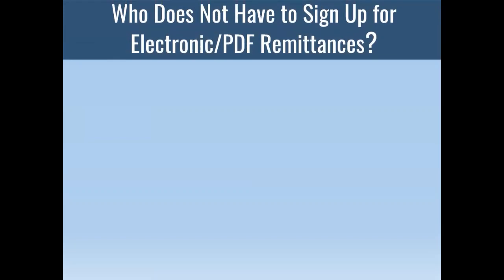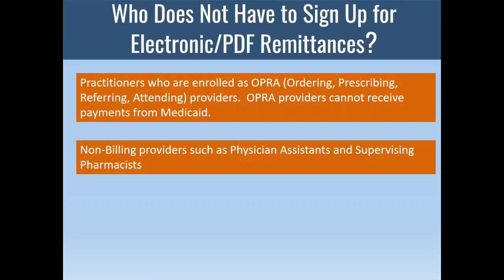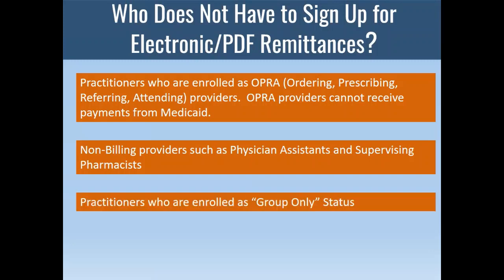Who does not have to sign up for electronic PDF remittances? Practitioners who are enrolled as OPRA: ordering, prescribing, referring, attending providers. OPRA providers cannot receive payments from Medicaid. Also exempt are non-billing providers, such as physician assistants and supervising pharmacists, and practitioners who are enrolled as group-only status.